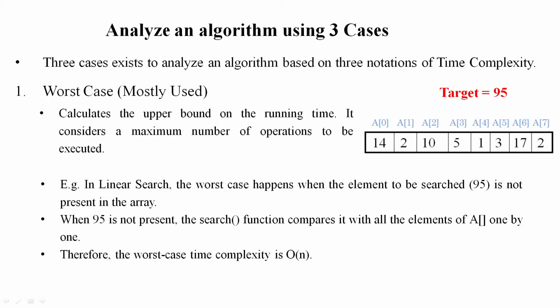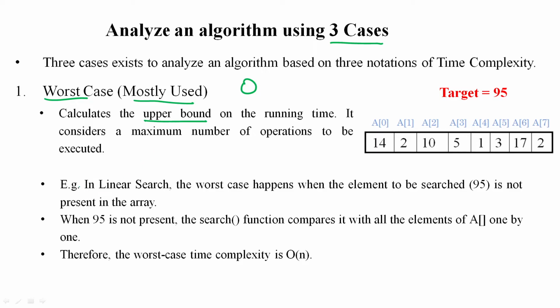And here we use the asymptotic notations for calculating the three cases. One is the worst case, and the worst case is mostly used because the worst case of an algorithm is denoted by big O notation. This big O notation is used to represent the upper bound of an algorithm's running time. Upper bound in the sense of the maximum time consumed by the algorithm.